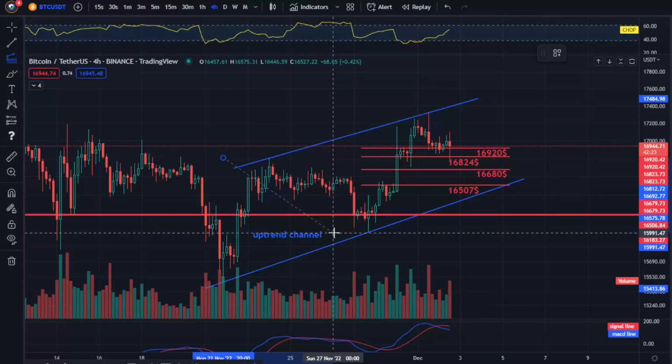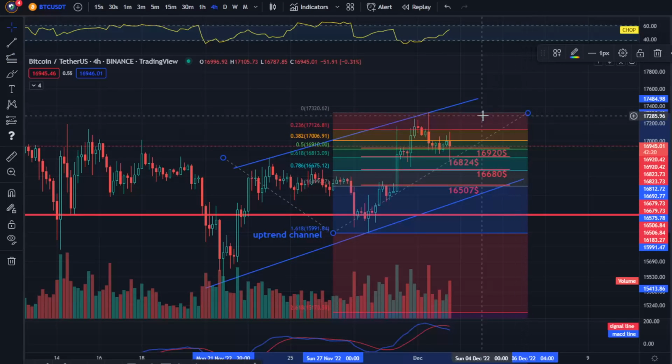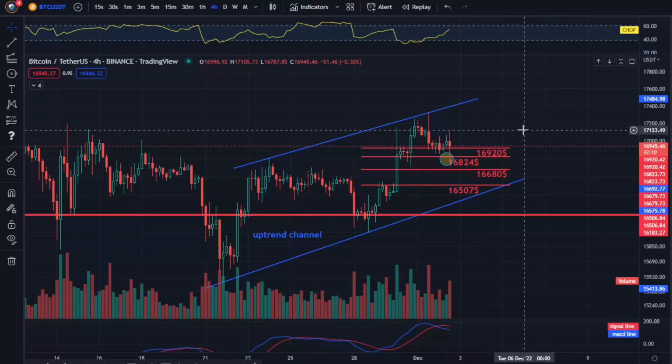It is also worth noting that the price has now turned back at a strong point of 0.61 fib retracement.